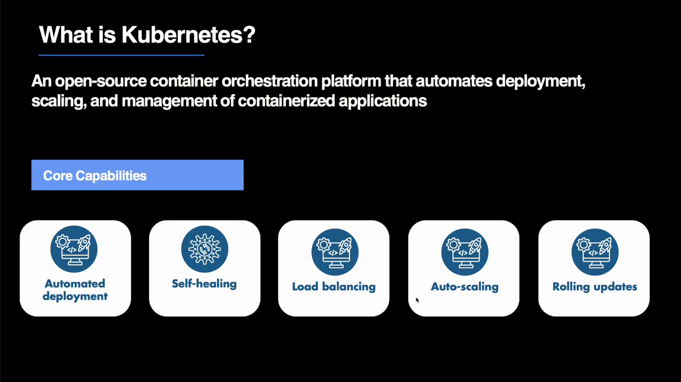So, what exactly is Kubernetes or K8s? It is an open source container orchestration platform that automates deployment, scaling, and management of containerized applications. Originally developed by Google, it was donated to the Cloud Native Computing Foundation in 2014. Think of it as an automated infrastructure manager. If a container crashes, Kubernetes restarts it. If a server fails, it reschedules the container to healthy servers. If traffic increases, it auto-scales your applications. Core capabilities include automated deployment, self-healing, load balancing, auto-scaling, and rolling updates.